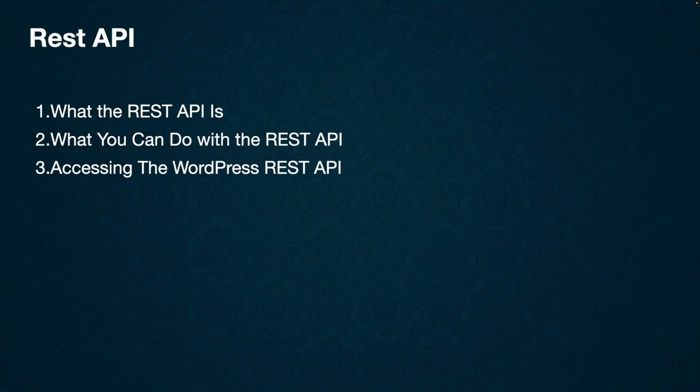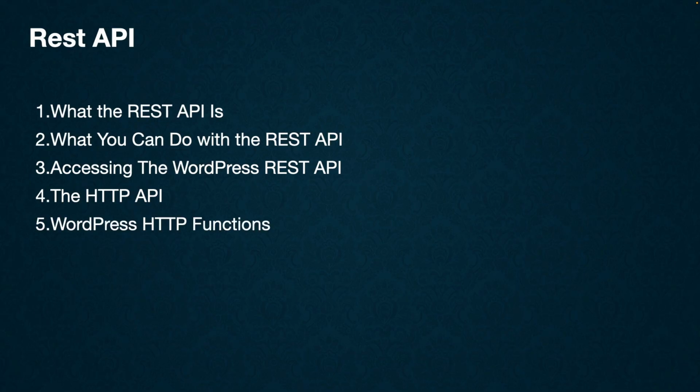So how to access the WordPress REST API, which REST API WordPress is providing, we will discuss in this. And then we will talk about HTTP API. HTTP means Hypertext Transfer Protocol. Basically for transferring the text, it has some rules or protocols, so we will discuss that. And WordPress HTTP functions. WordPress has some HTTP functions like WP Remote Get and some other functions. We will discuss more about that in this chapter.